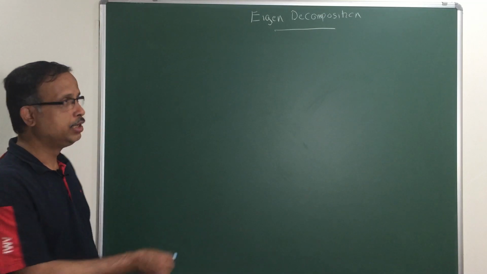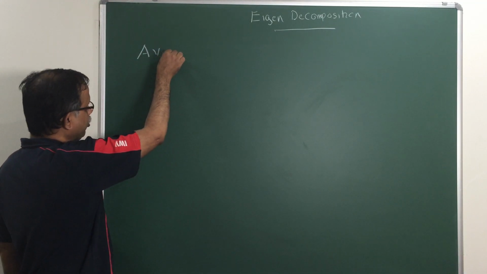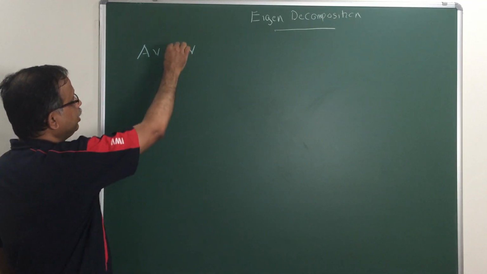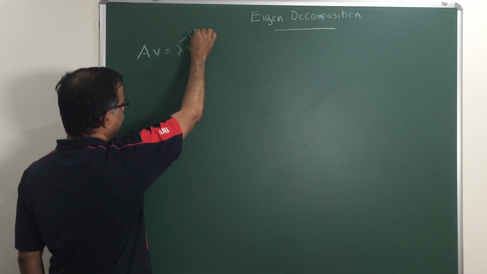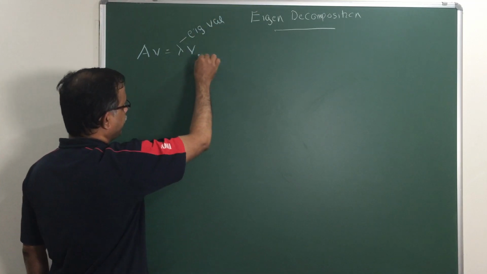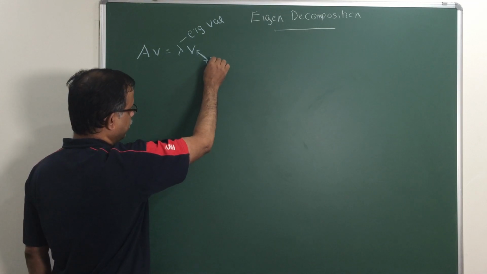We know that AV is equal to lambda V, where this is the eigenvalue and this is the eigenvector.